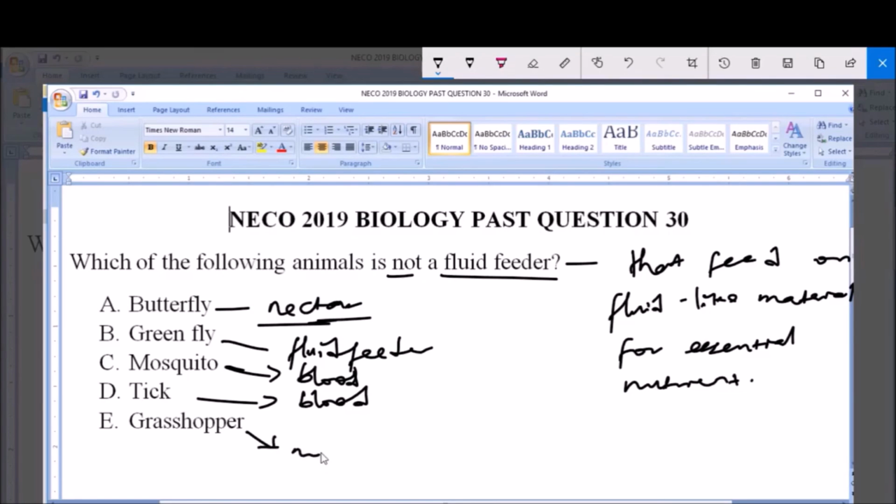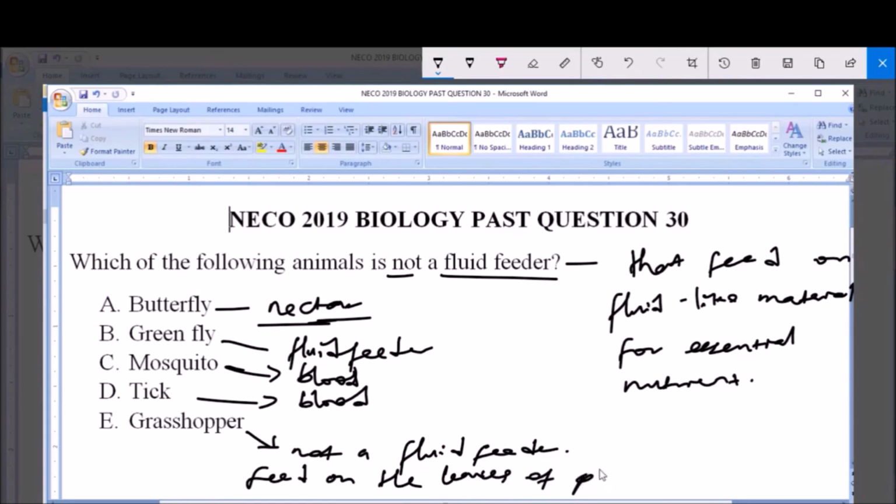Now, option E says grasshopper. Grasshopper is not a fluid feeder because grasshopper feeds on the leaves of plants, so it is not a fluid feeder. Therefore, the answer to this question is option E, grasshopper. Grasshopper is not a fluid feeder.